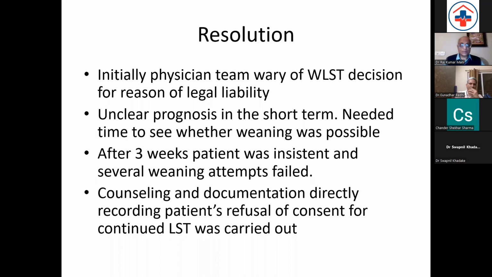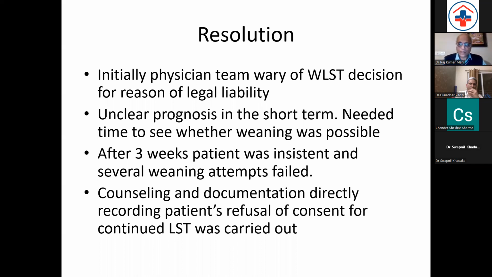He was insistent, and several weaning attempts had already failed. He said, I trust you, doctor. I continue to trust you, but you are not helping me. You're continuing to overrule my wishes. So we took the decision.